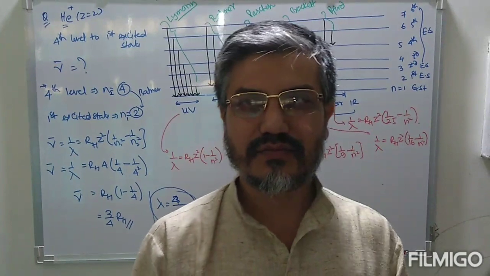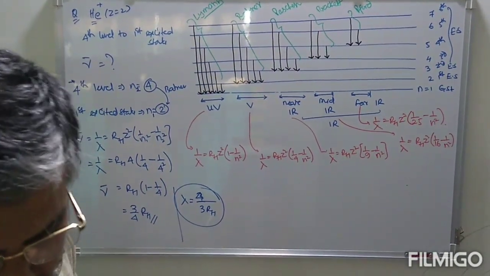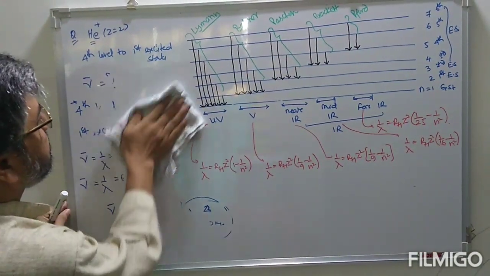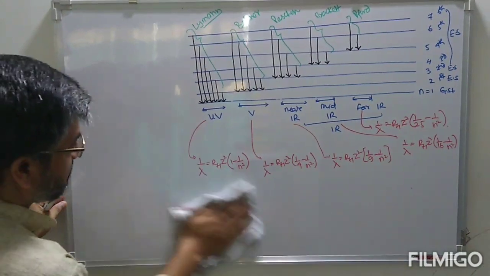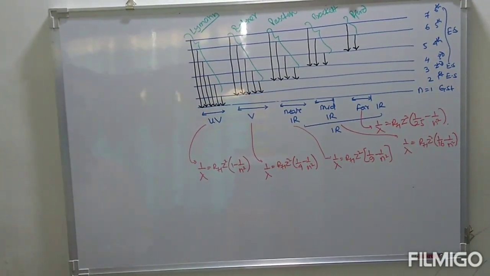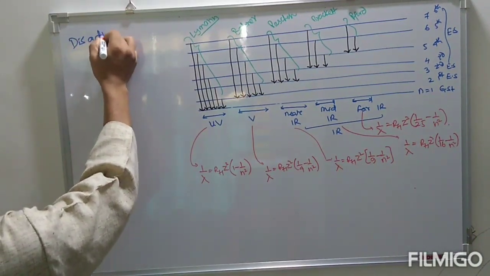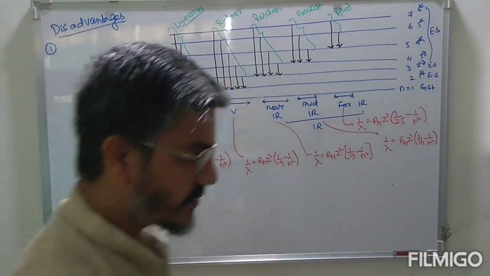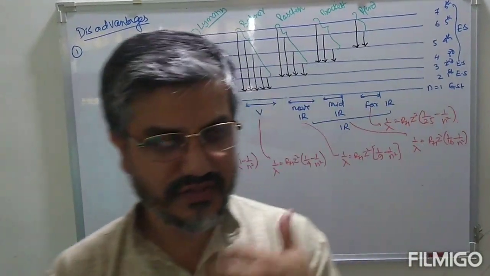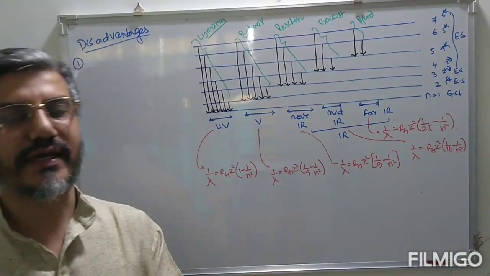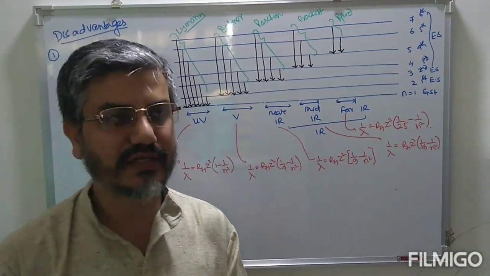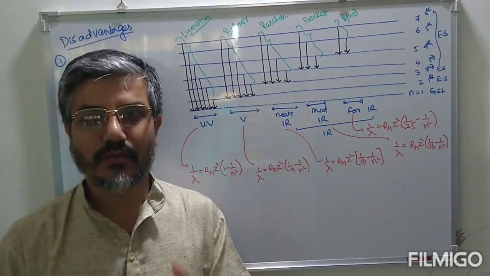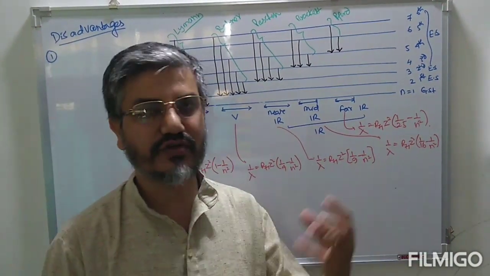But along with this, there are some demerits also. Now let me give you the demerits, or disadvantages, of Bohr's theory. The first disadvantage is that whenever we talk of Bohr's theory, we always talk of hydrogen or hydrogen-like species, that means species containing only one electron. So Bohr's theory is applicable for only one electron. But if the system contains more than one electron, then Bohr's theory will not be applicable.